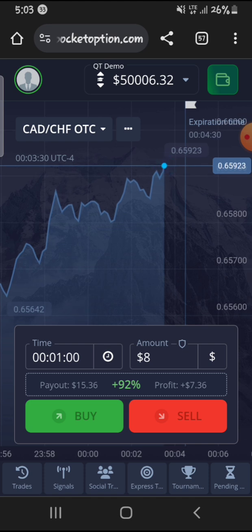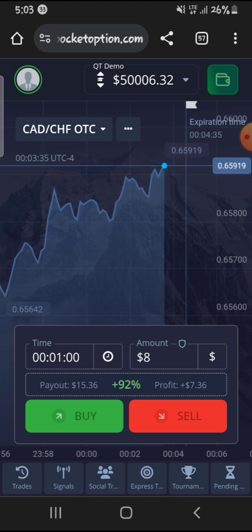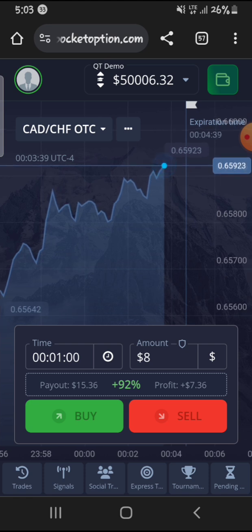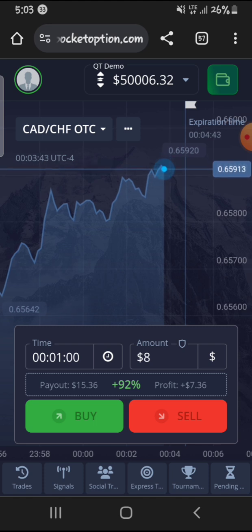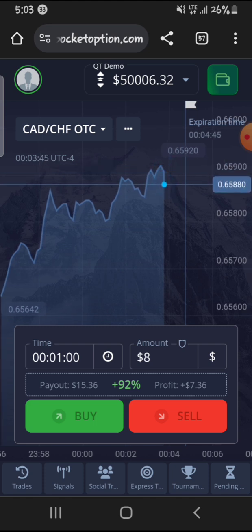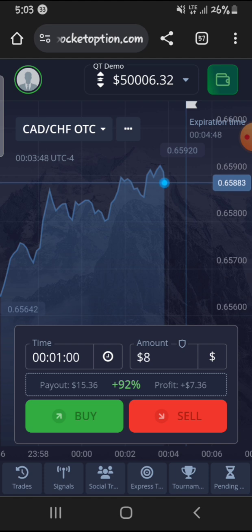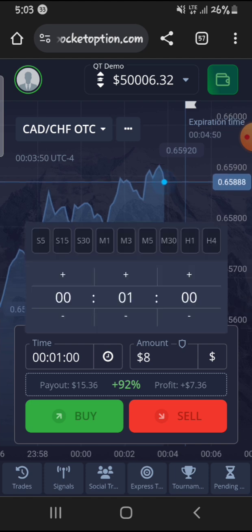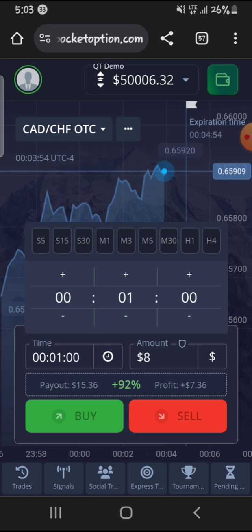Even if it's a day, a day can be the time. Yes, you can. I think the maximum you can place a trade on the binary app is a day. Like your trade, you can take a trade per day. I don't know if you can take a 24-hour trade. You're going to understand. If you look at this, you can see the first one represents hours, the second one represents minutes, and the last one represents seconds.